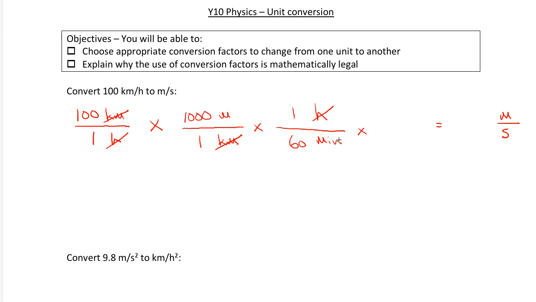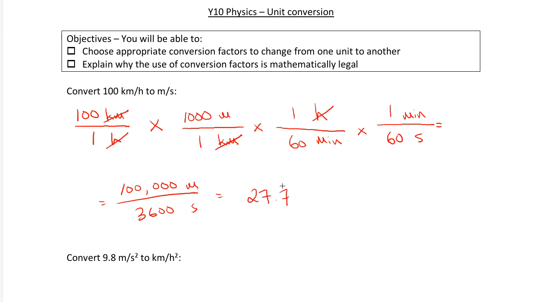So now I need to get from minutes to seconds. And I've got minutes in the denominator, so I'm going to need a conversion factor with minutes in the numerator. And I want seconds in the denominator. Well, I know that 1 minute is equal to 60 seconds. So that's what I'm going to now need to multiply across by. Let me give myself a little bit more room. So if I multiply across, in the numerator I have 100,000 meters, and in the denominator I have 3,600 seconds. And if you work that out, you get 27.7 repeating.